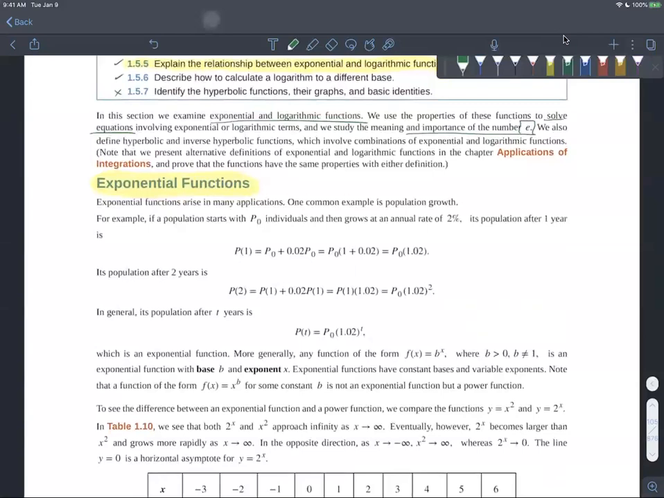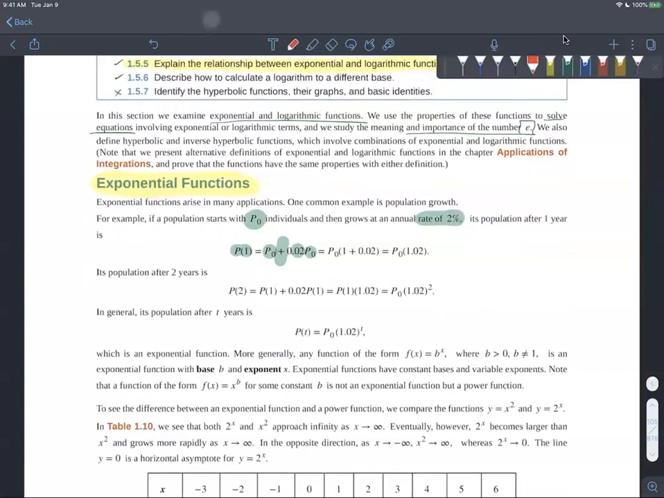For example, if a population starts with P sub 0, or P naught, individuals, and then grows at an annual rate of 2%, how would we represent the new population after 1 year? P of 1, the population after 1 year, should be equal to the initial population plus 2% of the initial population, because it's growing. That's why we have a plus sign there. It's growing by 2% of the original.